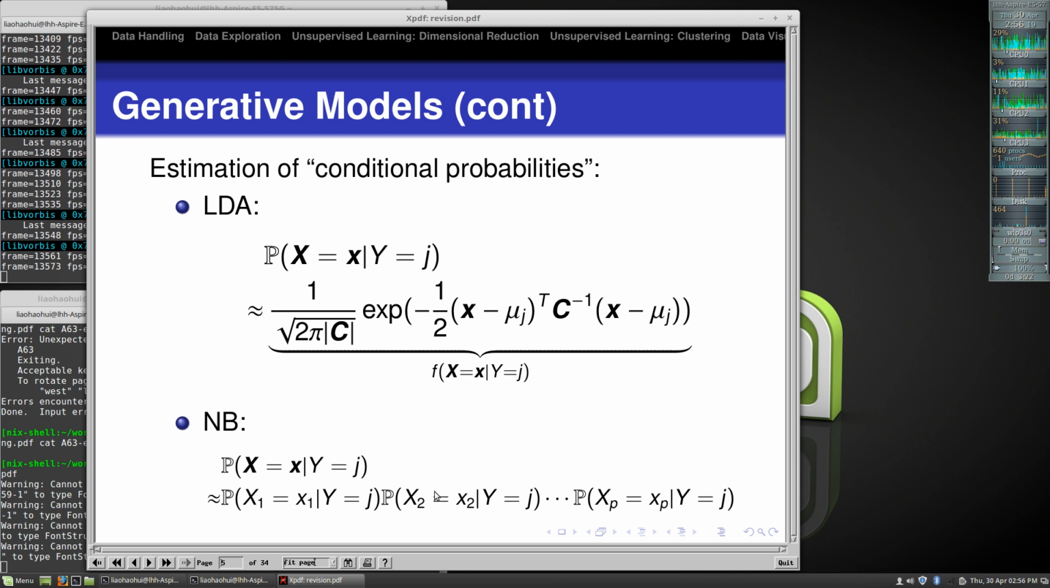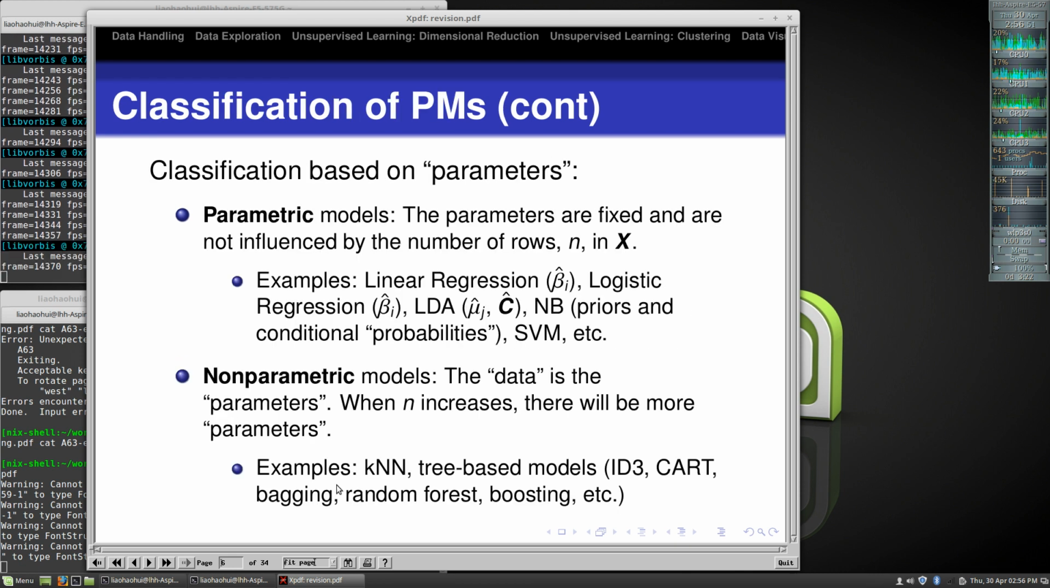And for naive Bayes, it just assumes that all the input features are independent, probabilistically independent, so that it's possible for us to just split it out. Of course, everyone knows from statistics that in general this is not true. This kind of assumption is for easy calculation.